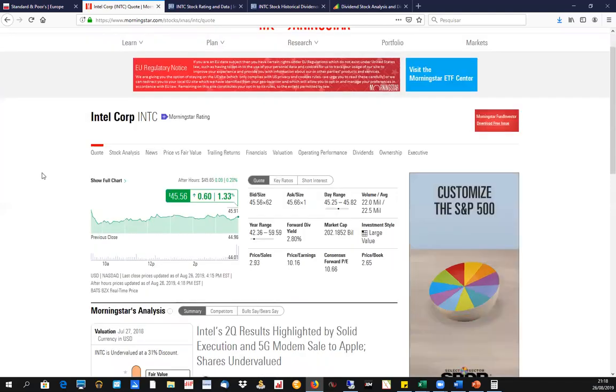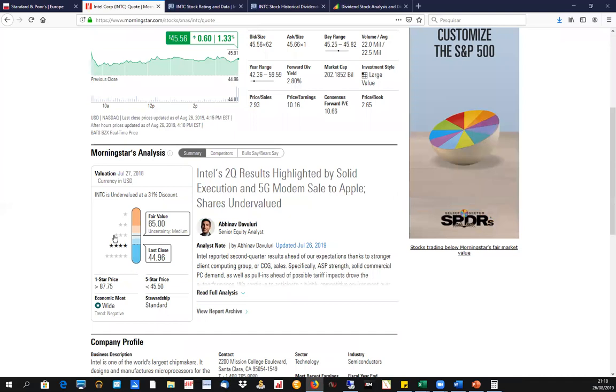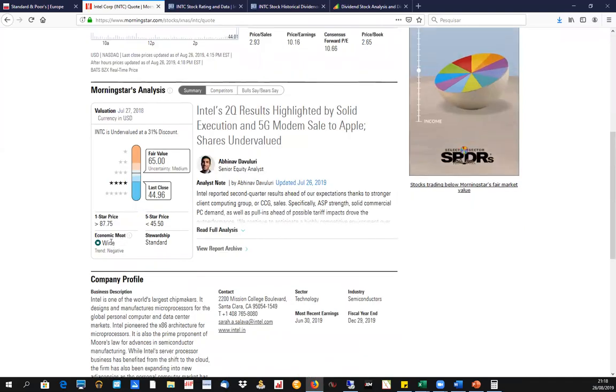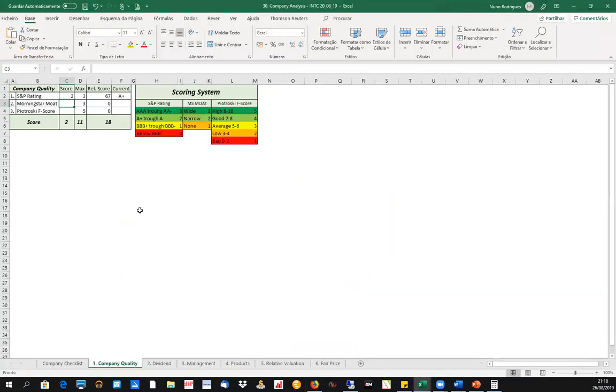And we see here that the economic MOAT is wide, all right? So let's use this information, wide MOAT for Intel products. And here, wide is dark green. So dark green is a 3. So let's score it 3.